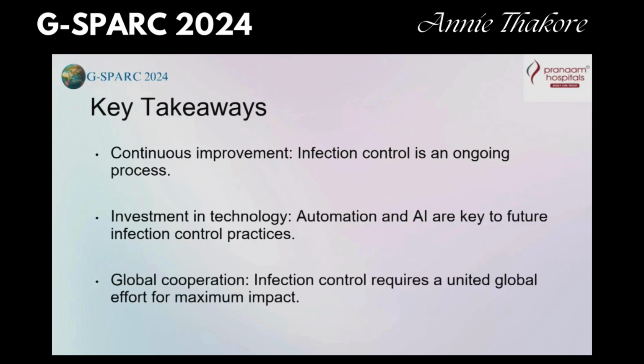So takeaway: continuous improvement, infection control is an ongoing process, and investment in technology, because now we are into 5G, and then again comes 6G and all, so we can have a lot of automation, and AI are key to future infection control practices, and global cooperation. Infection control requires a united global effort for maximum impact.